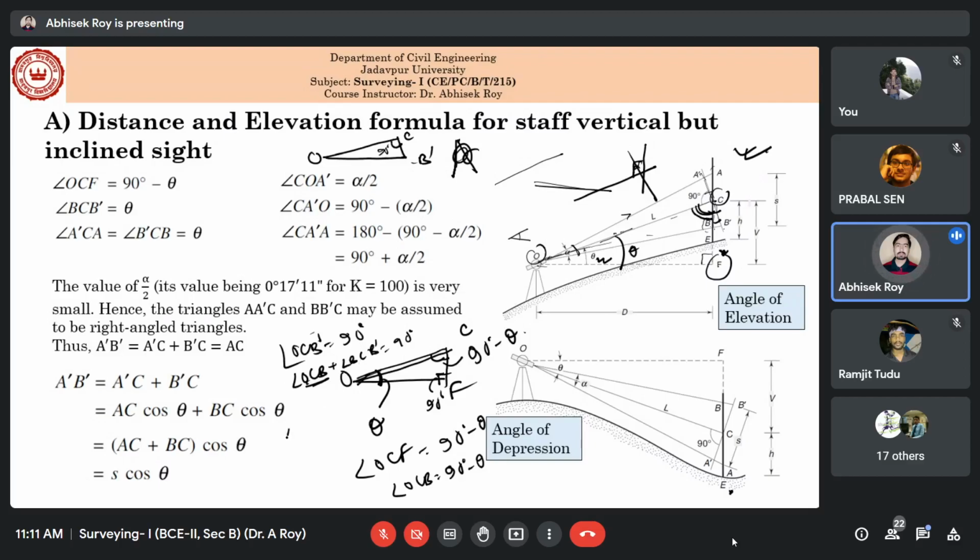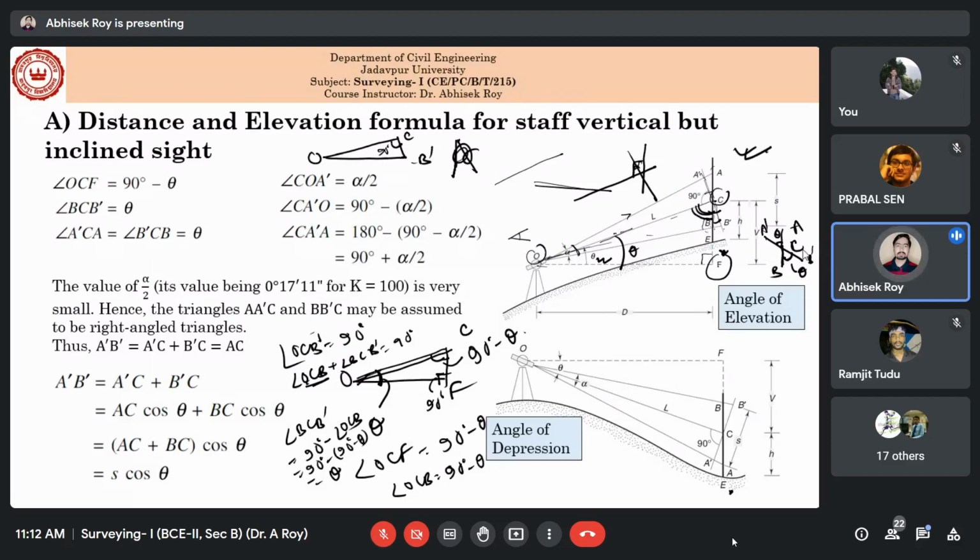So angle BCB dashed will be 90 degree minus angle OCB. So 90 degree minus 90 degree minus theta. So it will come as theta. That means this BCB dashed, this small angle, if you look at this point, this is C, this is A dashed, this is B dashed, this is B. So this small angle is also theta, and this ACA dashed is also theta. So that is the thing we have got.